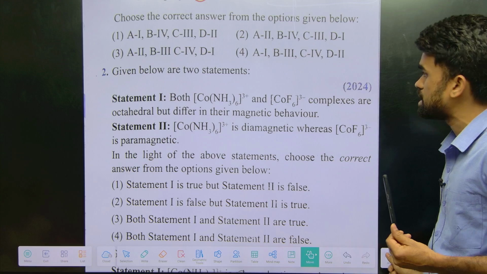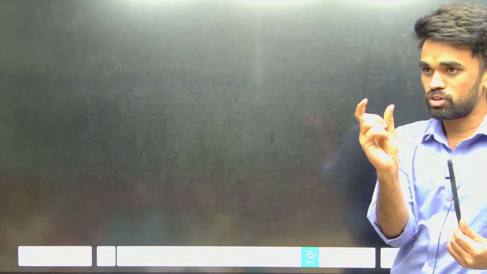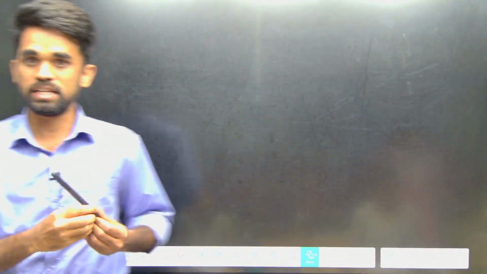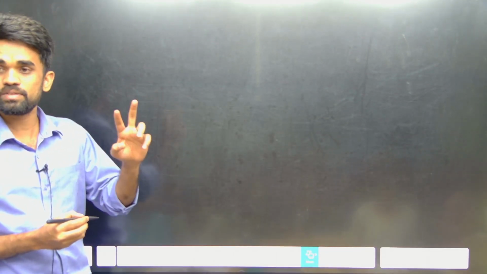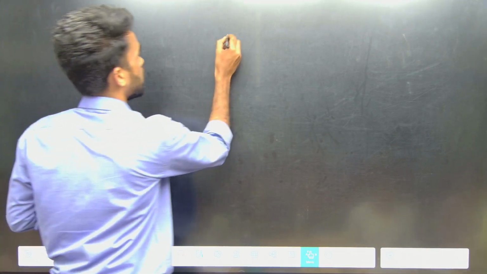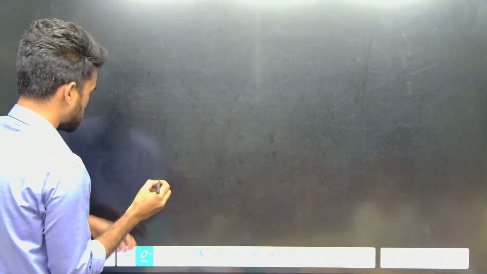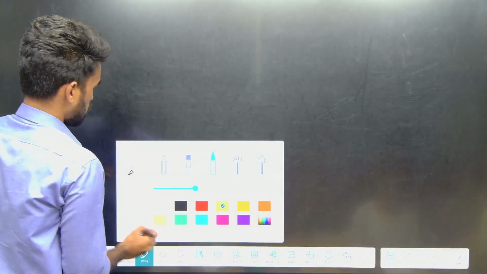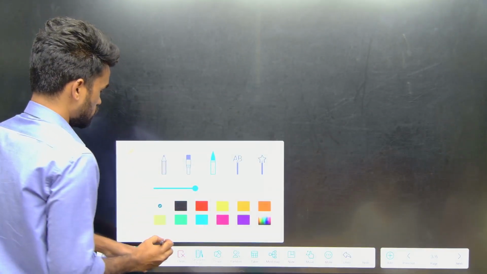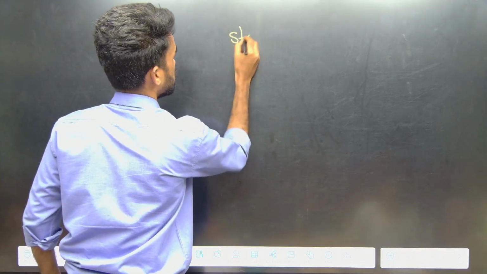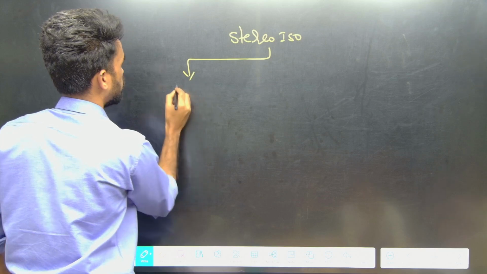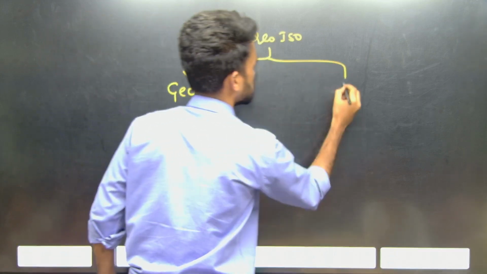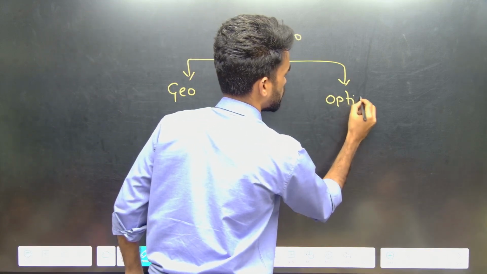Okay. Before moving to the next question, we will solve all these questions, but before that I just want to complete a little more of the topic we are pending with. Structural isomerism is done. Next one is stereoisomerism. Stereoisomerism is of two types. What are those? One is geometrical, another one is optical.